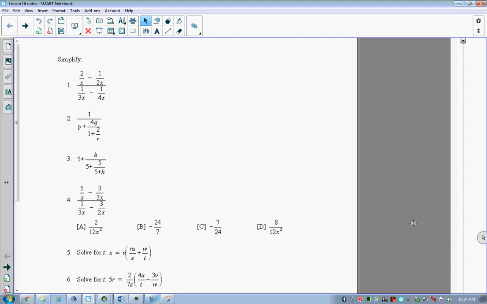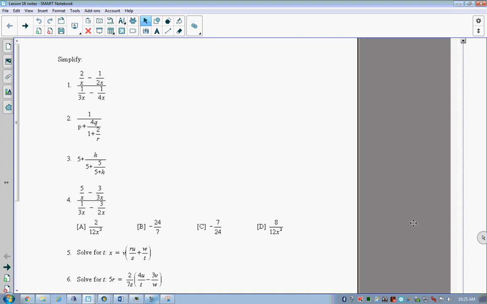Algebra 3, Lesson 16, starting on page 122, deals with three different things. First off is complex fractions, then abstract equations, and then division of polynomials. My first question here is a complex fraction.